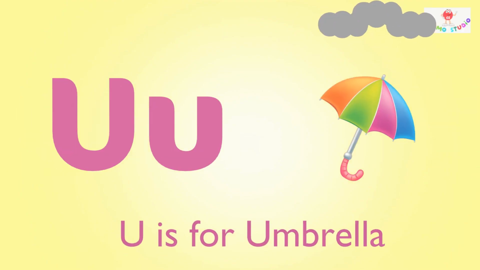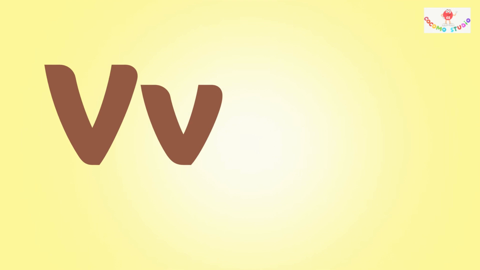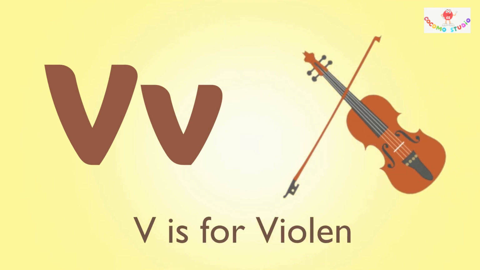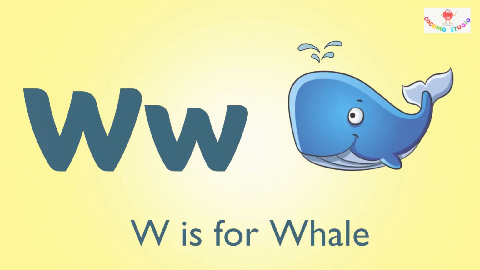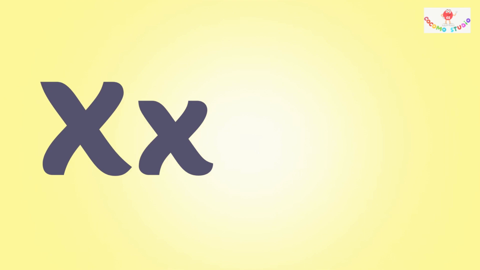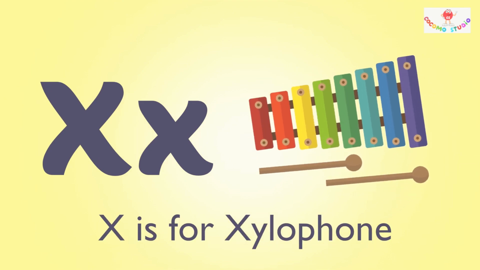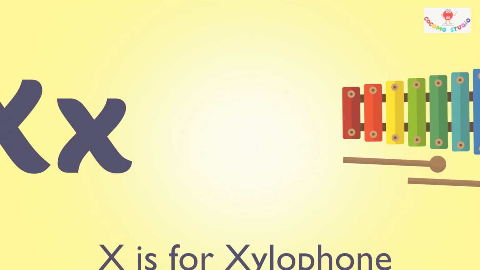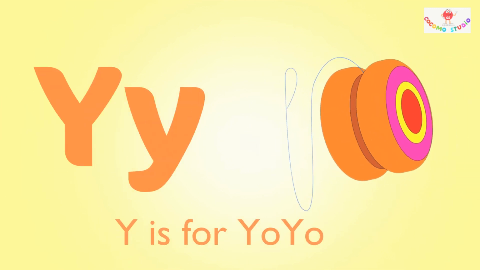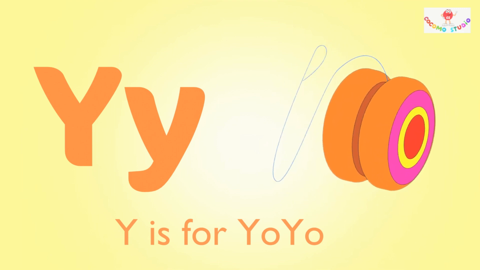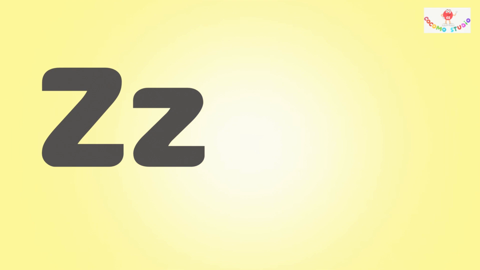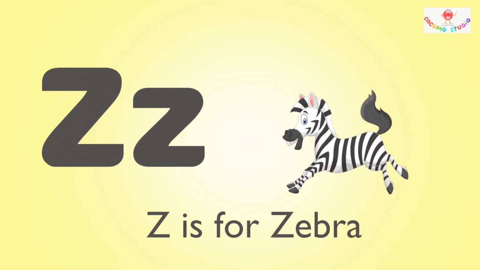U is for umbrella, umbrella. V is for violin, violin. W is for whale, whale. X is for xylophone, xylophone. Y is for yo-yo, yo-yo. Z is for zebra, z, z, zebra.